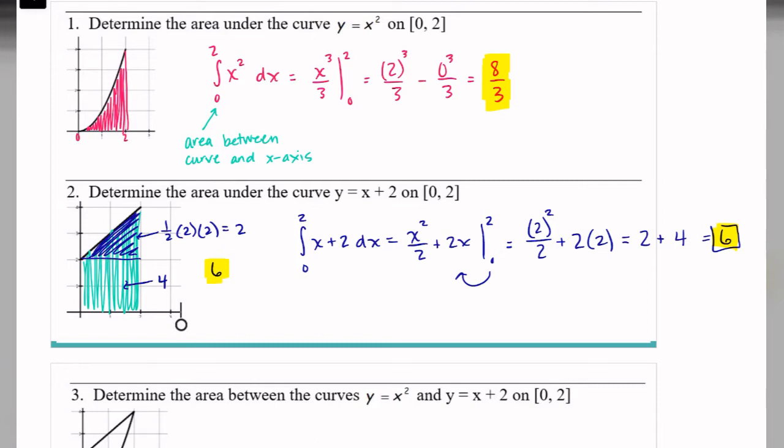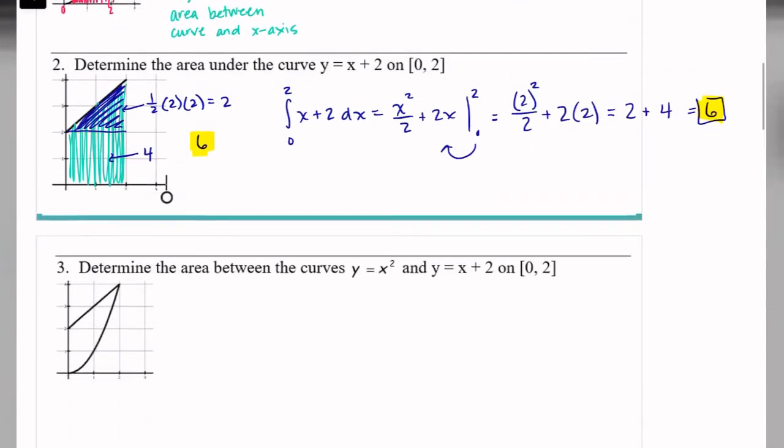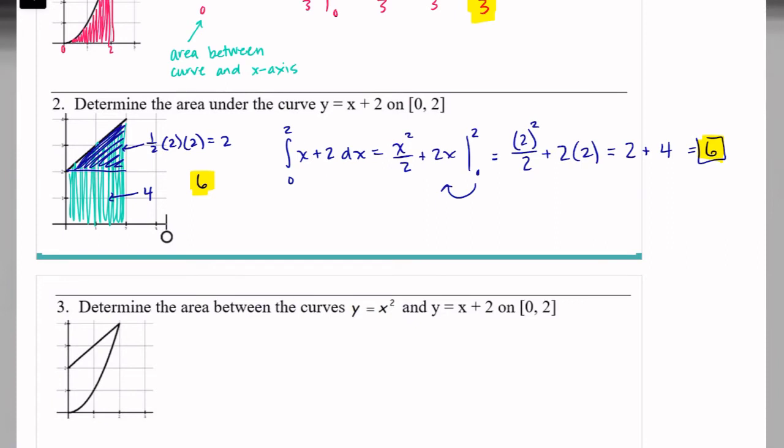But now I don't want the area underneath each of those curves. I want the area between the curves. Okay, so if I take the area under this curve, the linear function, and I subtract this area, it's going to leave me with this missing area that I'm looking for.